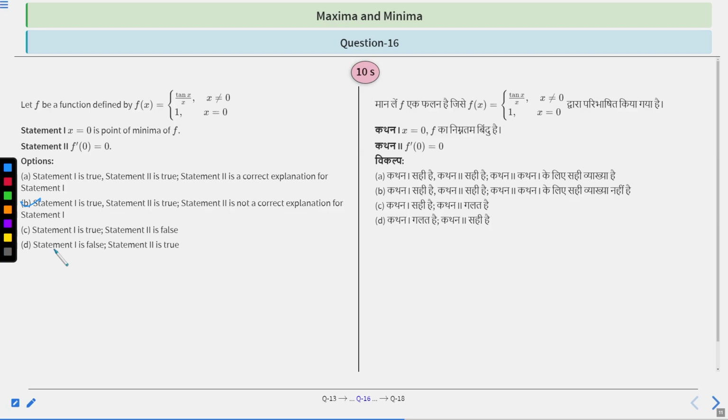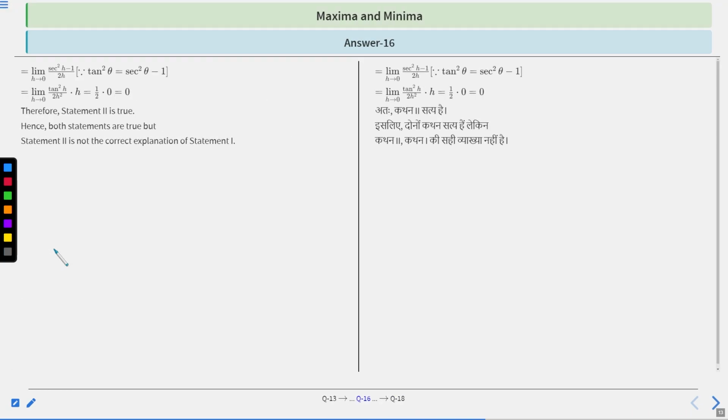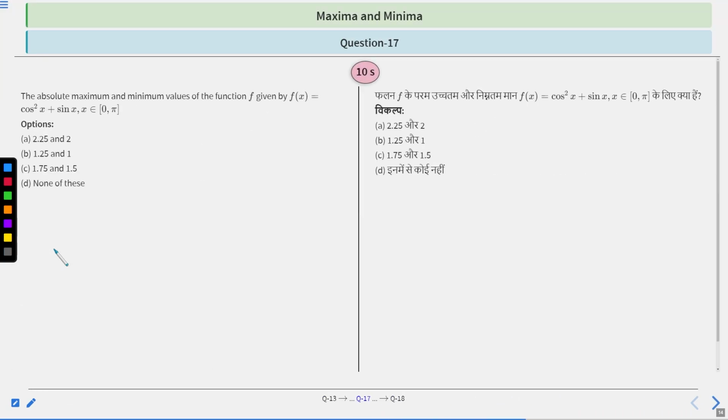Okay, let's move to the next question, which says: find the absolute maximum and minimum value of a function f given by f(x) = cos square x plus sin x, when x belongs to 0 to pi. See, 0 to pi are the endpoints, right? And we have to find the absolute maximum and minimum value.